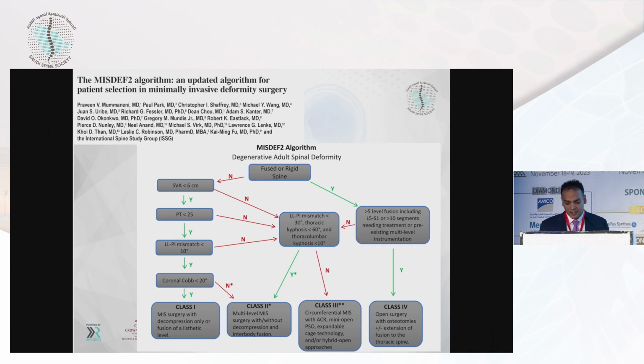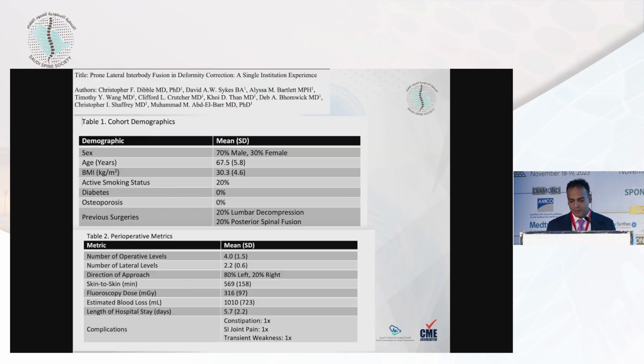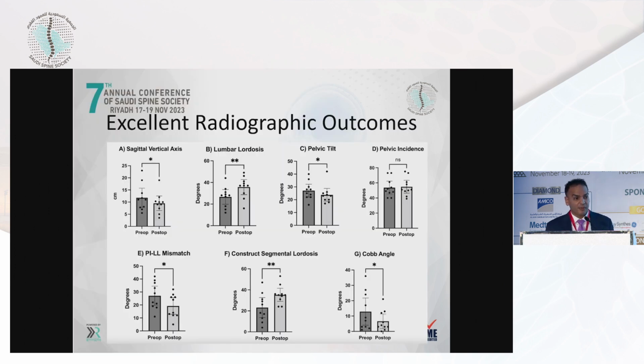So, between class 2 and class 3, we can actually look at our experience. We started doing this, and this is a paper that we've just recently submitted, looking at prone laterals for deformity. We had 10 patients here, and you can see their demographics and so on. In terms of our radiographic outcomes, we're improving their sagittal SVA, we're improving their lumbar lordosis, and we're actually helping with the Cobb angle. So I think that the prone lateral can be very helpful in these kinds of complex deformities.